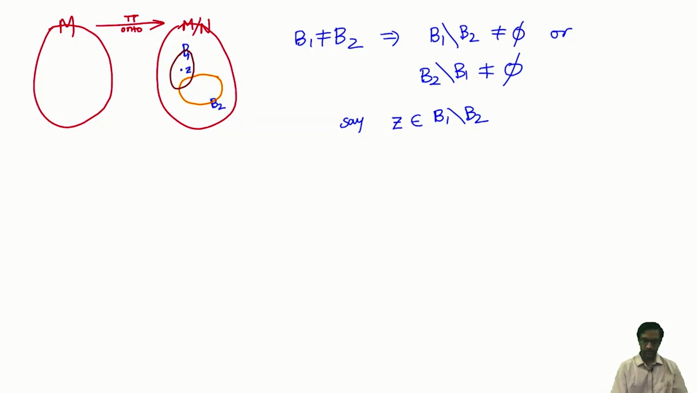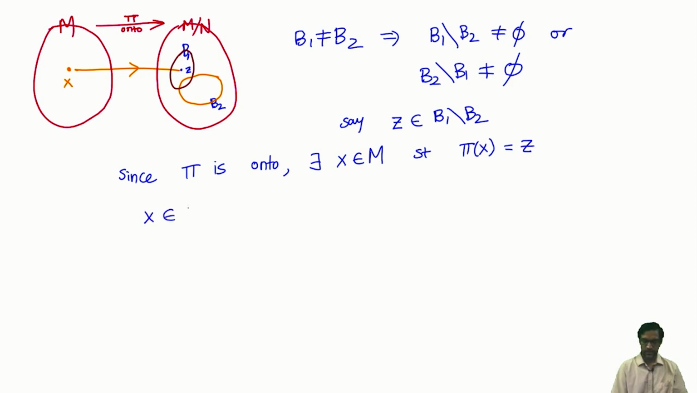because pi is onto, I know that z must have some pre-image, right? So let's call this pre-image something. There exists an element x of M such that pi of x maps to z. Now observe that this x is certainly in pi inverse of B1 because it's the inverse image of an element z in B1, but it's not in pi inverse B2.